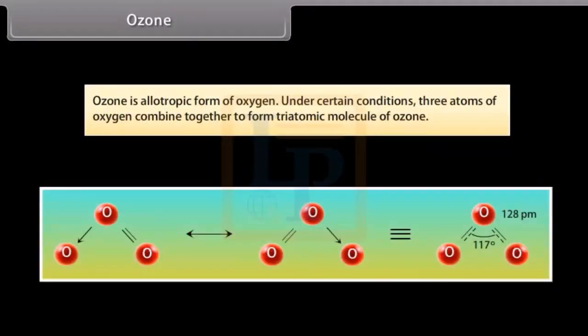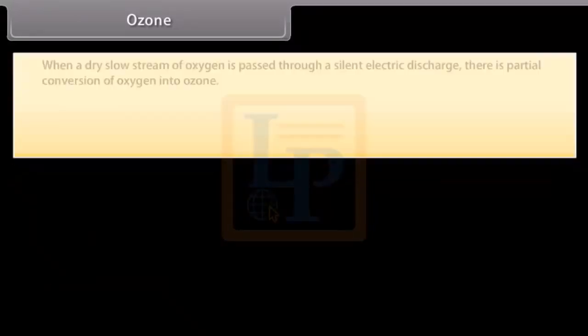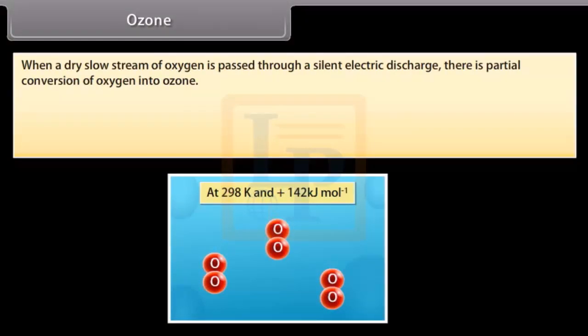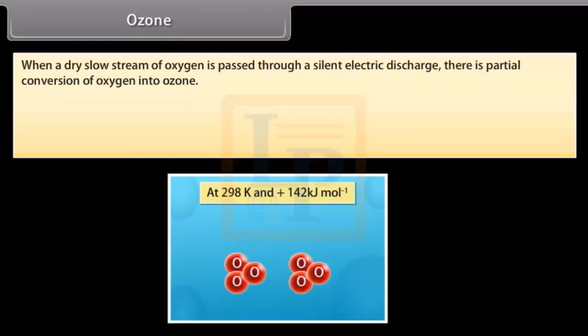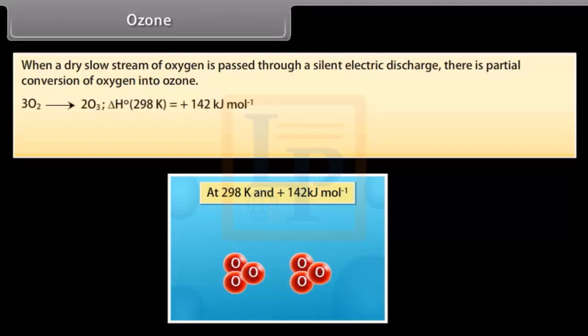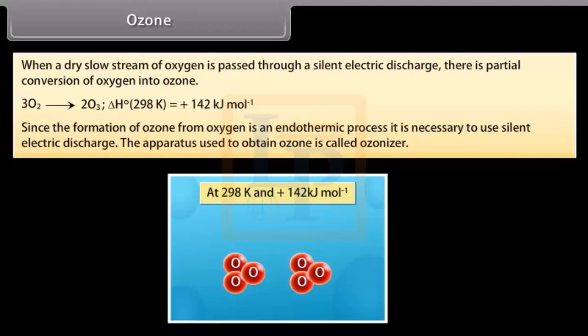Ozone. Ozone is an allotropic form of oxygen. Under certain conditions, 3 atoms of oxygen combine together to form the triatomic molecule of ozone. When a dry, slow stream of oxygen is passed through a silent electric discharge, there is partial conversion of oxygen into ozone. Since the formation of ozone from oxygen is an endothermic process, it is necessary to use silent electric discharge. The apparatus used to obtain ozone is called an ozonizer.